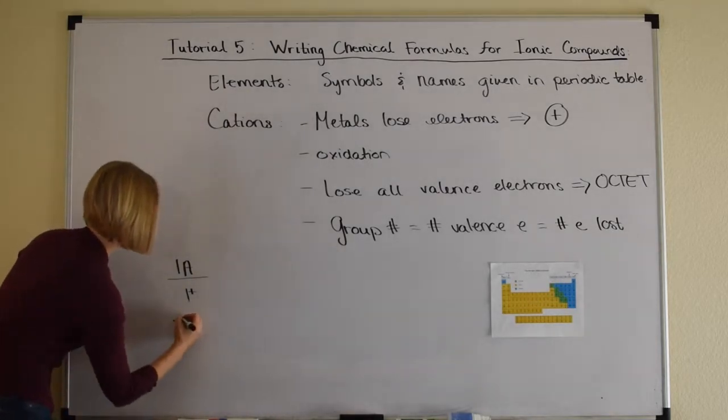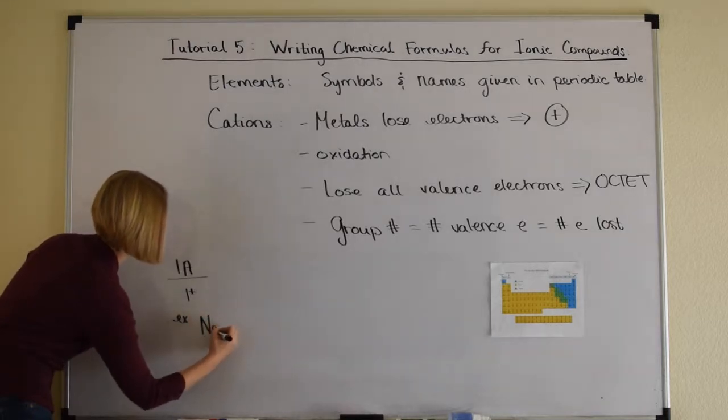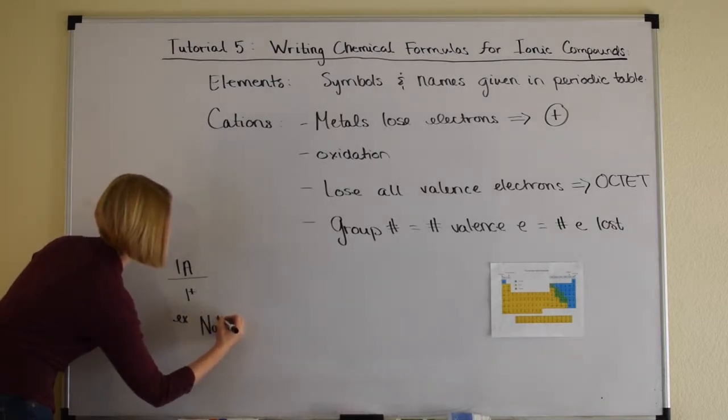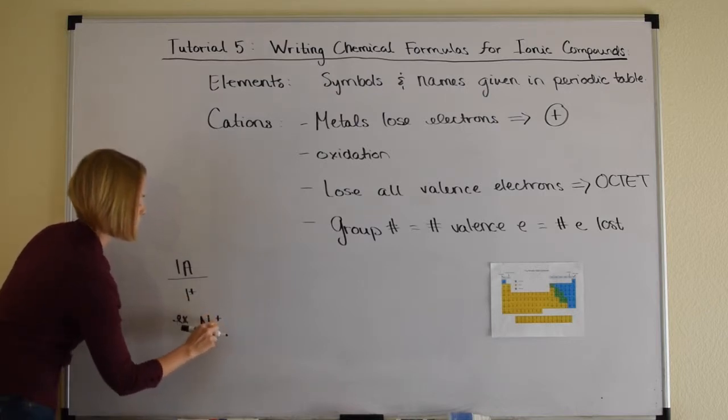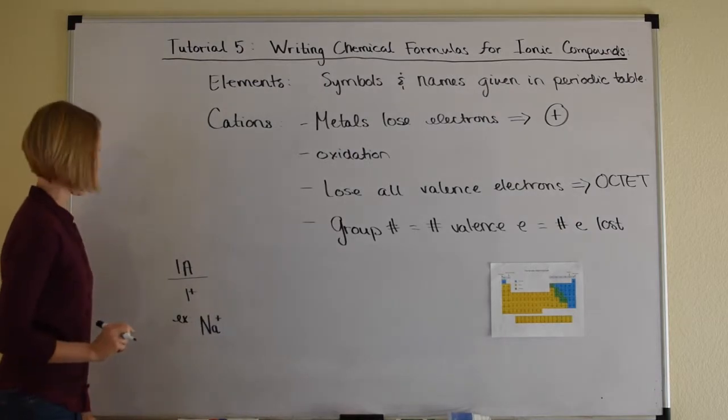So I'm going to write an example here. I'll just write the example for sodium. When it has lost 1 electron, we're going to write a plus. You don't actually write the number 1, you just write a plus for a 1 plus.